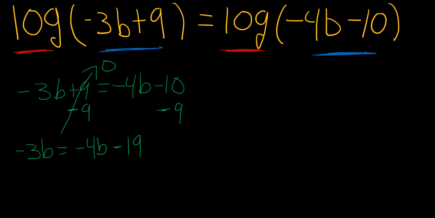So now let's combine our b terms. I'm going to add 4b to this side, and I'm also going to add 4b to this side. This goes to 0, and then on this side I'm just left with b. And this is going to equal negative 19.